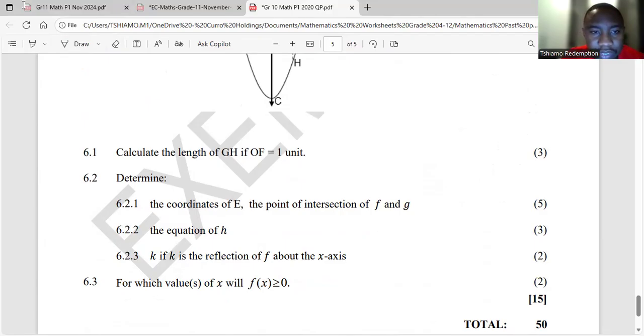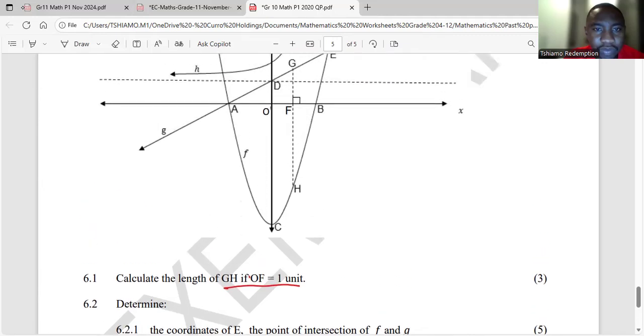So calculate the length of GH if OF is 1 unit. So let's look at this part now. OF, where's OF? OF is this one. They say calculate the value of GH. How much is the length of GH? From here to there, how much will be the value of GH? So meaning here it's 1. What does it mean? It means they've given us the x value of 1.